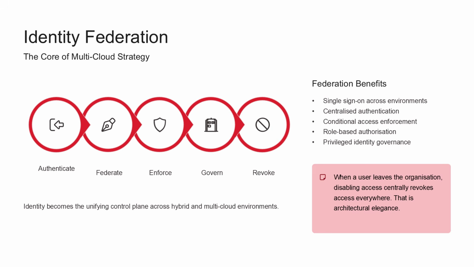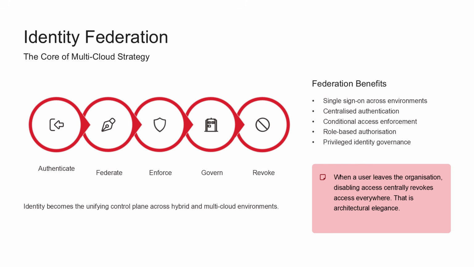In hybrid and multi-cloud environments, identity becomes the unifying control plane. Your architecture must support single sign-on across environments, centralized authentication, conditional access enforcement, role-based authorization, privileged identity governance. Identity federation allows users to authenticate once and access multiple cloud platforms securely. For example, integrating enterprise identity providers with both Microsoft Azure and Amazon Web Services enables centralized governance.